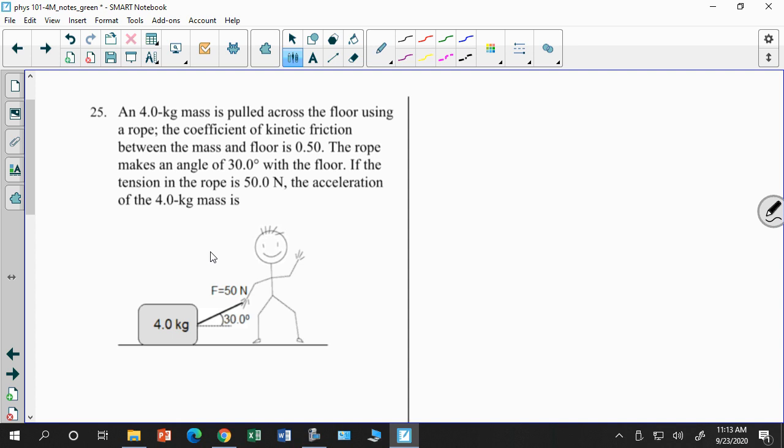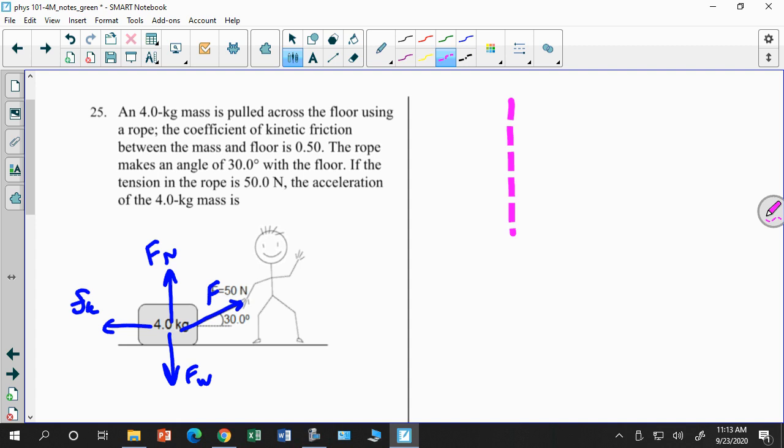Follow the same 4 steps. Draw the vectors, resolve the vectors. What was number 3? Apply Newton's second law, and then solve those equations. First, draw the vectors. Fn, Fk, Fw, and then I have this extra force out here, F. I'm going to do that on a coordinate system.